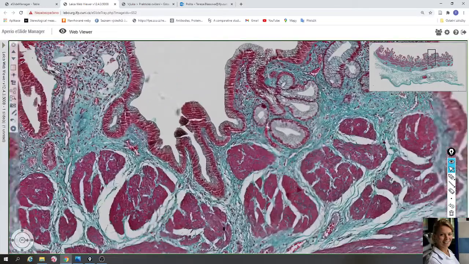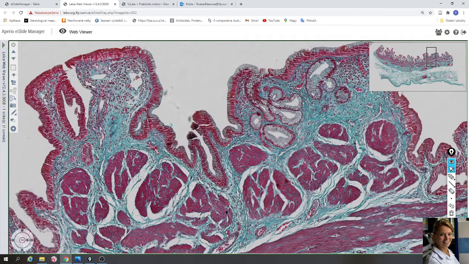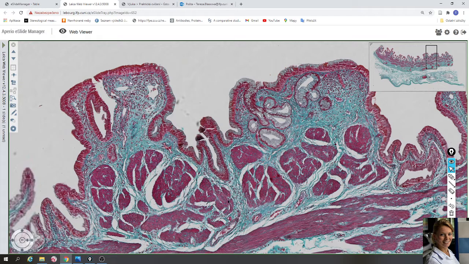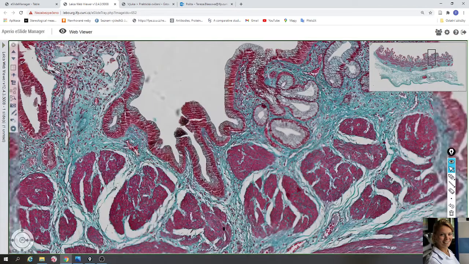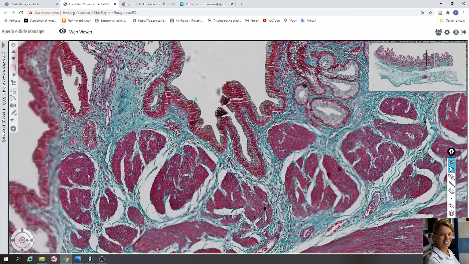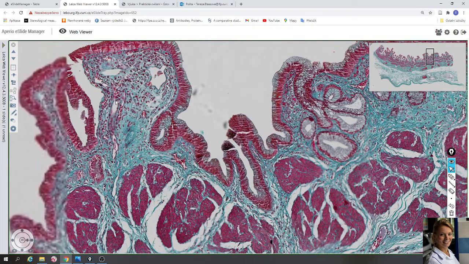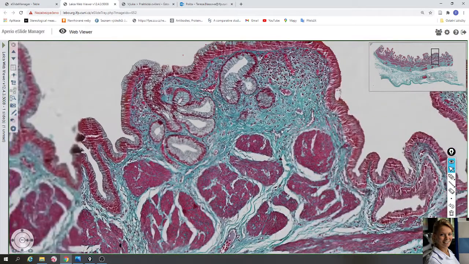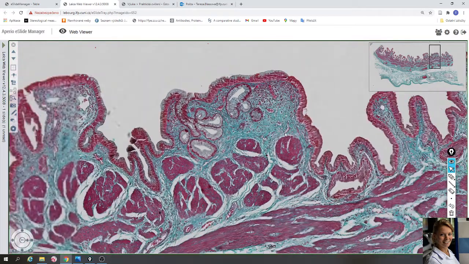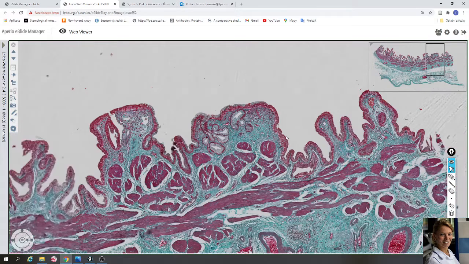Also the crypt is lined with one layer of columnar epithelial cells. The underlying lamina propria consists of loose connective tissue with fibroblasts, with fine collagen fibers, and blood vessels. Sometimes lymphatic tissue is visible, but not in this case.